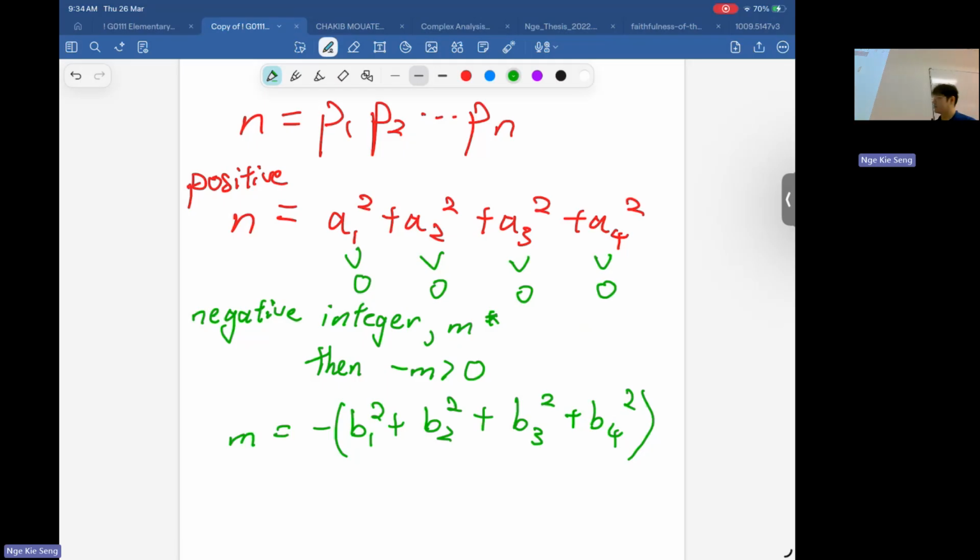You could never write a negative integer just with a sum of squares, because a square should be positive. But with a minus sign, it's enough to represent the number. Okay.